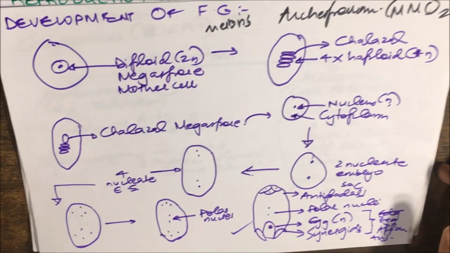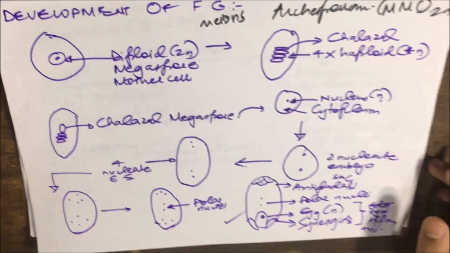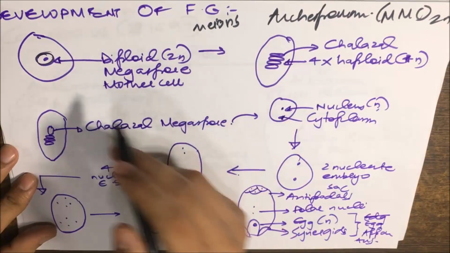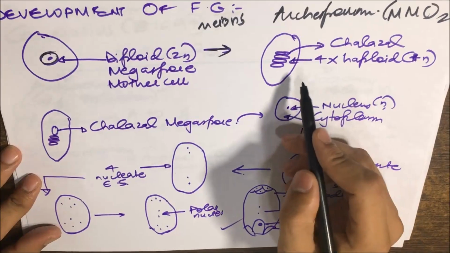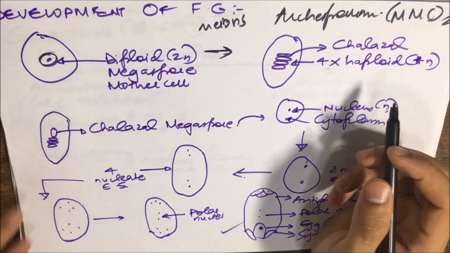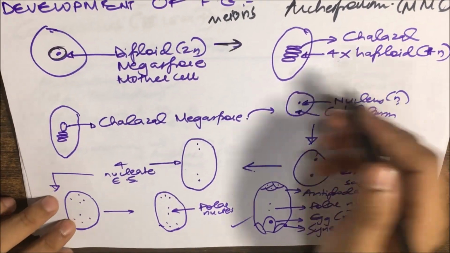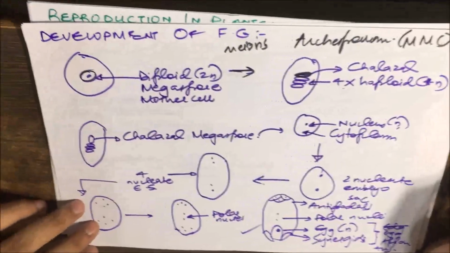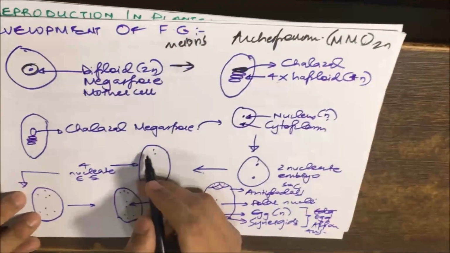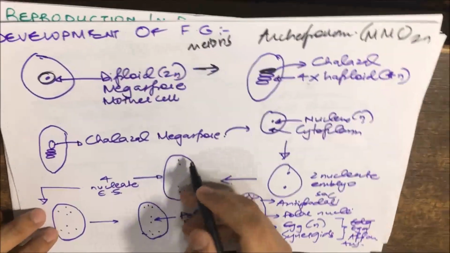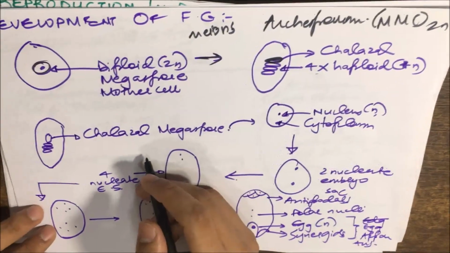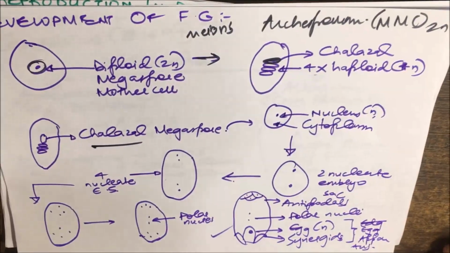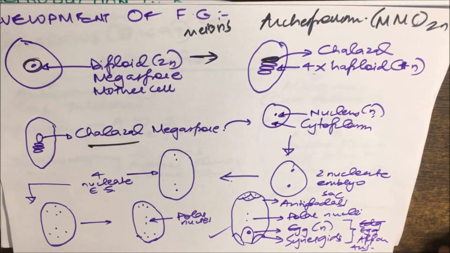Megaspores are generally arranged in a linear tetrad. Generally, the chalazal megaspore remains functional. So, a diploid MMC gives rise to 4 haploid megaspores. The upper one, which is found near the micropylar end, degenerates, while the one found at the chalazal end remains functional and the others degenerate.